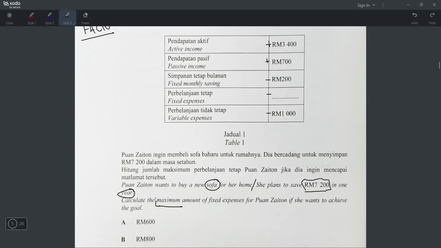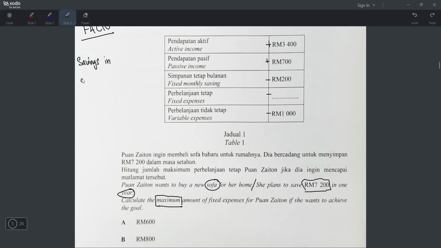Okay, I think this maximum will make a lot of students confused, right? But it's okay. Let's not care about the maximum first. Let's just find the amount of expenses. So I want to find this, right? I'm trying to find this. So how do we find it? First of all, let's count how many she can save in a month. Okay, savings in 1 month.